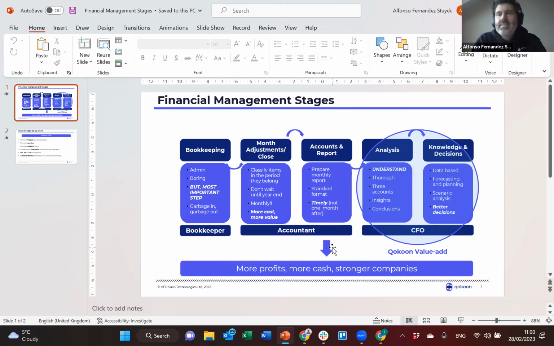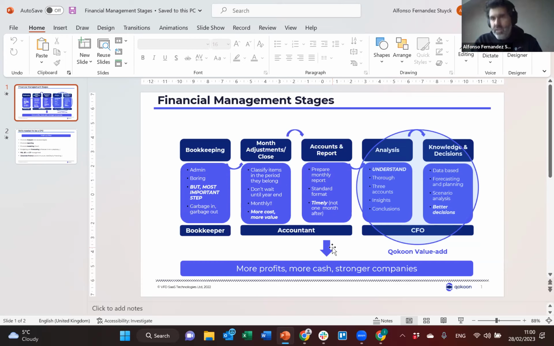What can technology do? Once the data has been cleaned and the accounts have been prepared, you can automate a wealth of analysis you would do manually in Excel instantly. So in Qokoon, for example, we can do analysis on a monthly basis, a quarterly basis, a year-to-date basis, and a last 12-month basis, all by clicking to change from month to LTM. So we can visualize trends.